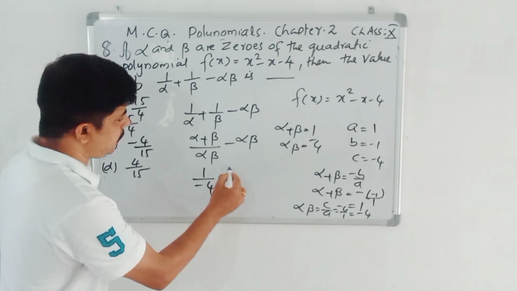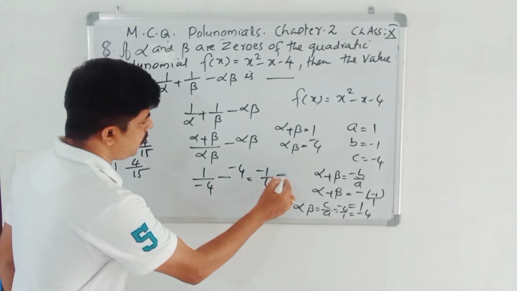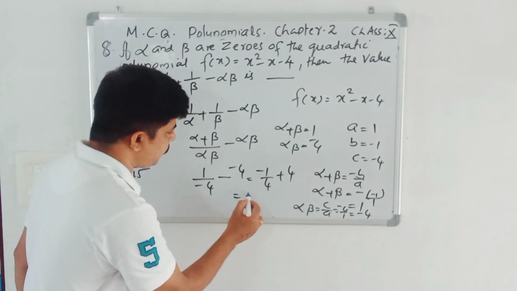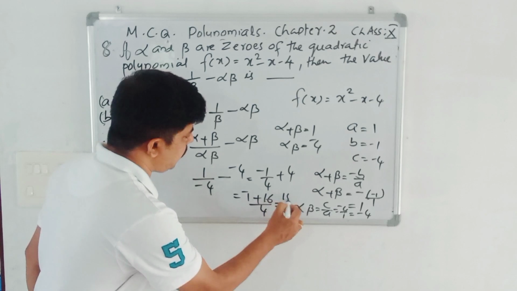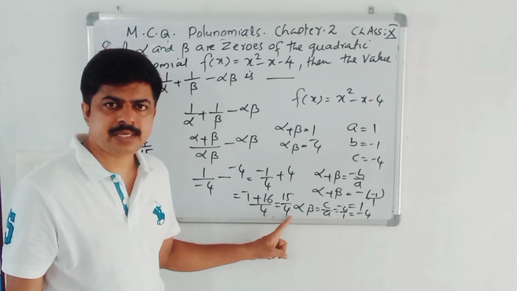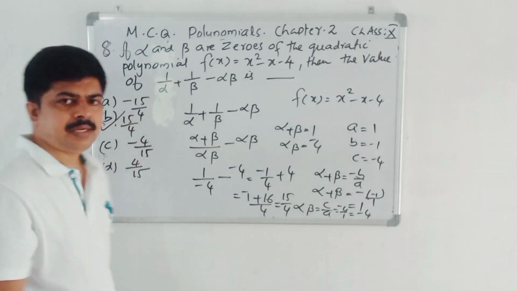Again, alpha beta is negative 4, so we have 1 by negative 4, that is negative 1 by 4, plus 4. Now by the LCM method we can find negative 1 plus 16 by 4. Therefore, the answer becomes 15 by 4. 15 by 4 is the right answer. Thus, option B is the right answer.